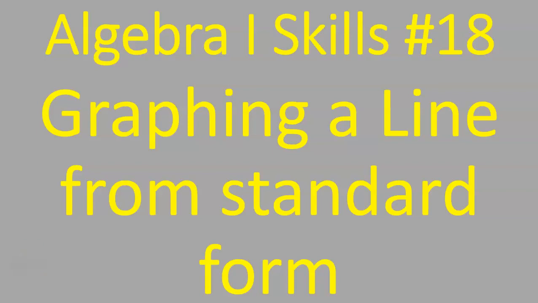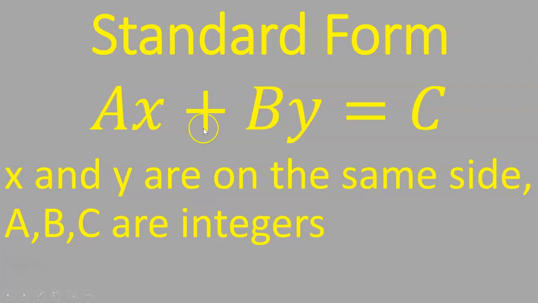Algebra I Skills number 18, graphing a line from standard form. Standard form is when x and y are on the same side. Okay, so y is not isolated. Usually a, b, and c are all going to be integers, so you're not going to see any fractions here. A lot of sources will tell you that a should be positive, but it varies from source to source. But basically, x and y are on the same side.